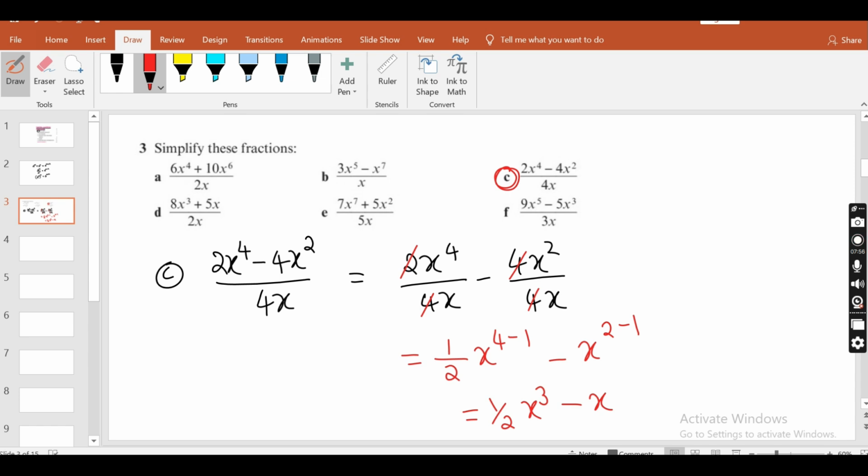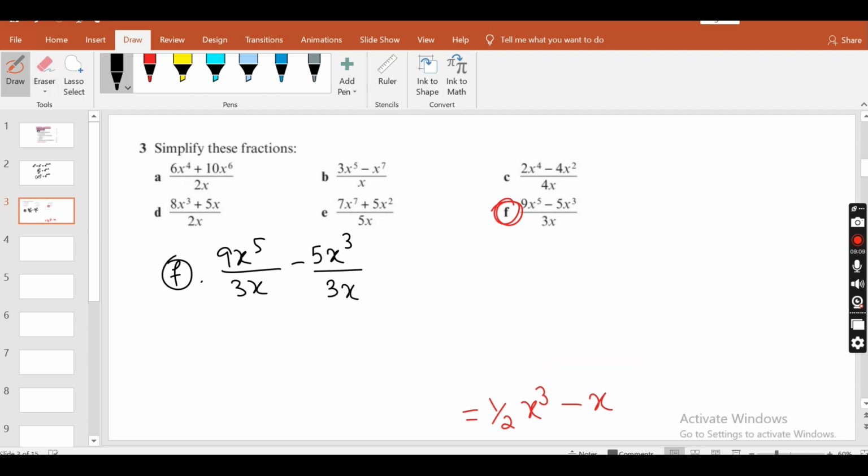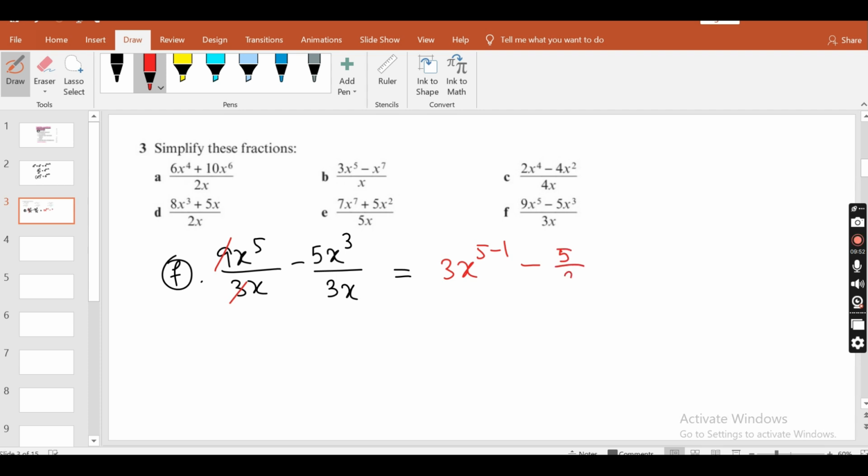Yeah, try one more. Try F now. These are all O-level math, man. Do not make mistakes here. So what's the answer you got? In this last step, I got 3x power 4 minus 5 over 3x square. x power 3 minus 1, which is 5 over 3x square. You are right.